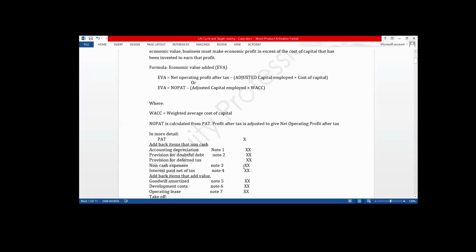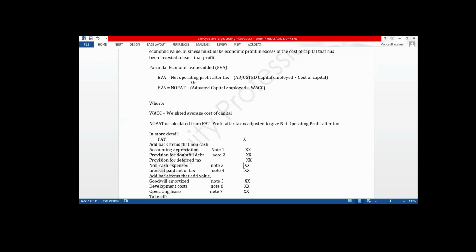If you look at it, accounting depreciation does not represent a cash flow, and that will distort performance evaluation. Provision for doubtful debt, provision for deferred taxation, all provisions. This has not happened really. We are only complying with accounting convention. So you are going to disregard all provisions. Next, non-cash expenses or non-cash items. Non-cash items will be added back.